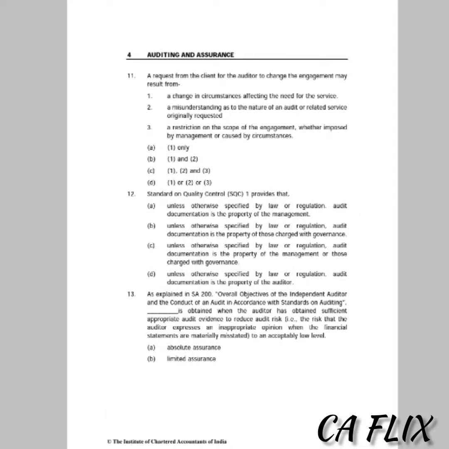Question 11. The request from the client for the auditor to change the engagement may result from: 1. A change in circumstances affecting the need for the service; 2. A misunderstanding as to the nature of the audit or related service originally requested; 3. A restriction on the scope of the engagement, whether imposed by management or caused by circumstances. Option A, 1 only; option B, 1 and 2; option C, 1, 2 and 3; option D, 1 or 2 or 3.